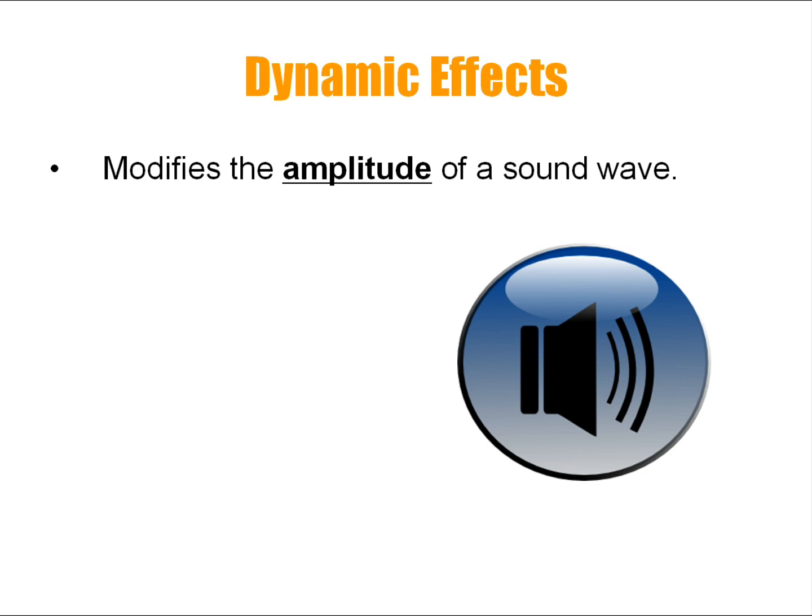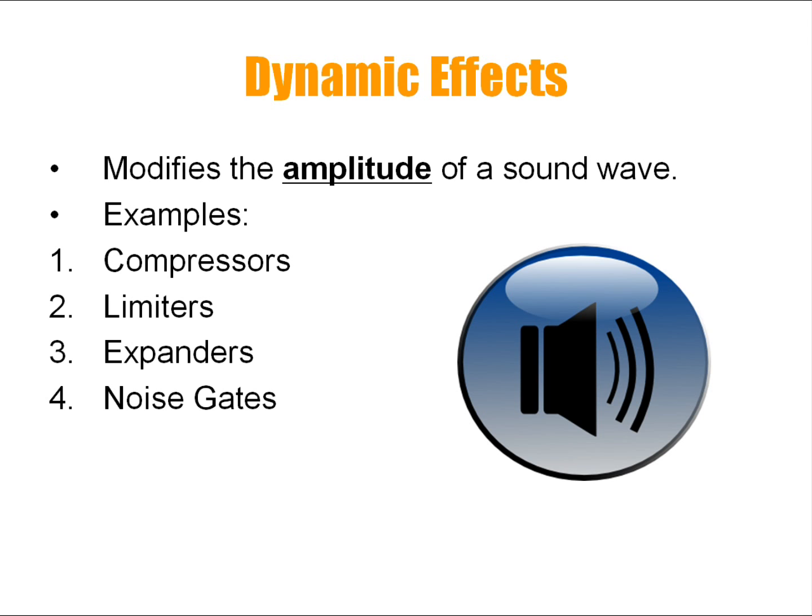First off, we have dynamic effects, which basically modify the amplitude of a sound wave. They include compressors, limiters, expanders, and noise gates. Visually, the modification can be seen on the oscilloscope by the size of the wave peaks.